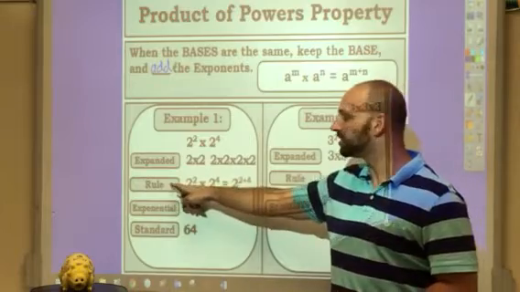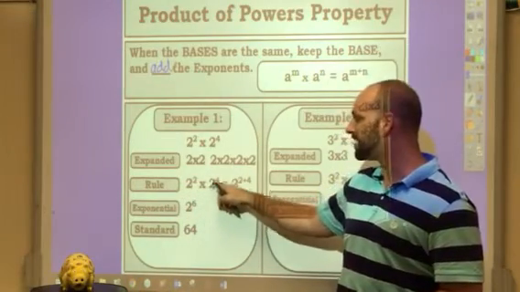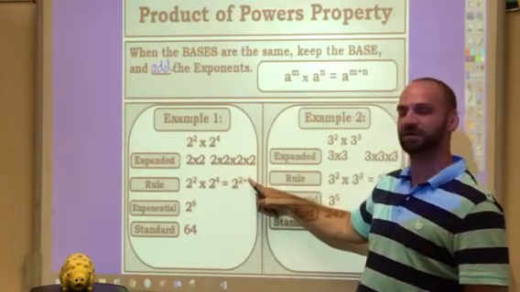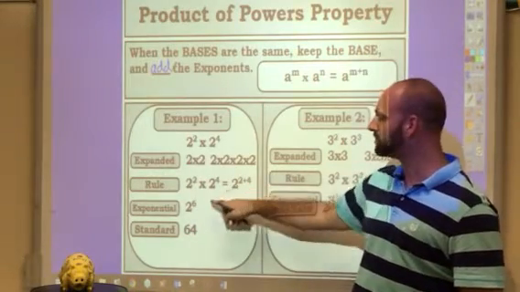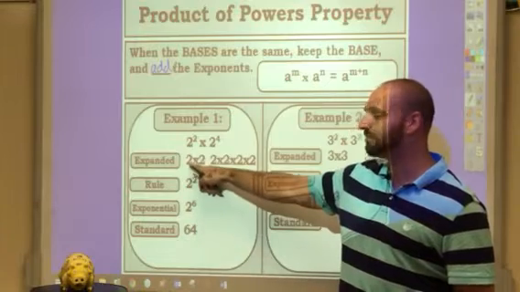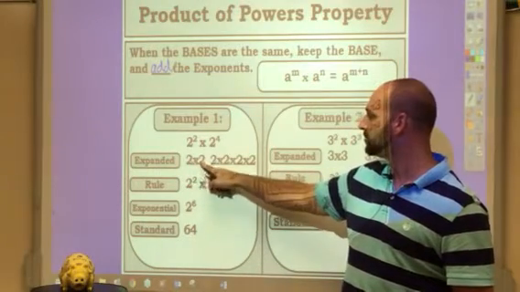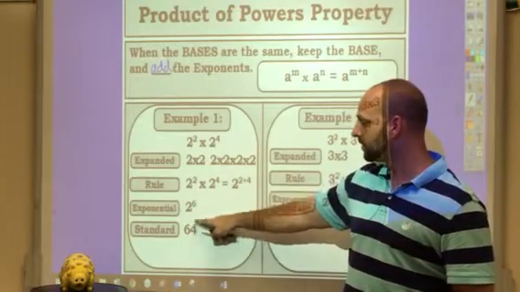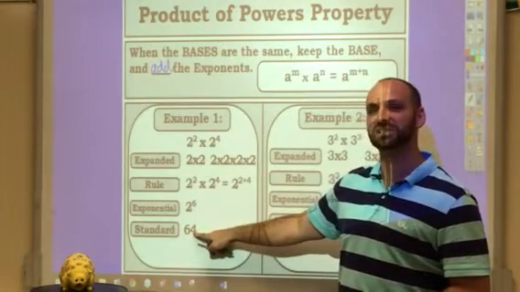That's why we can apply our rule, 2 squared times 2 to the 4th. We can simply keep the base and add the exponents. 2 plus 4 giving us 6. And how many 2's did we have again? 1, 2, 3, 4, 5, 6. 2 to the 6, or in standard form, 64.